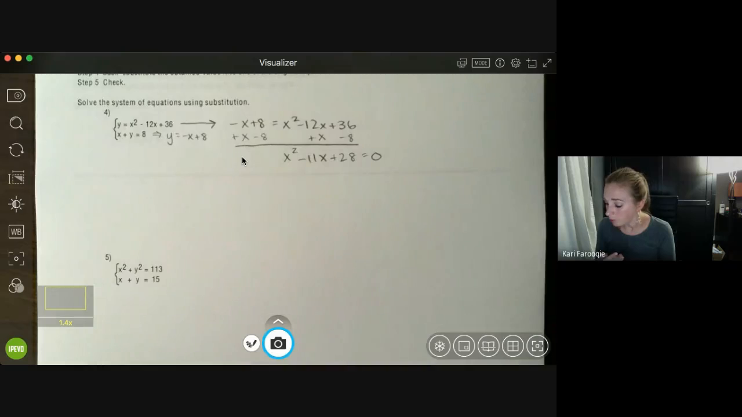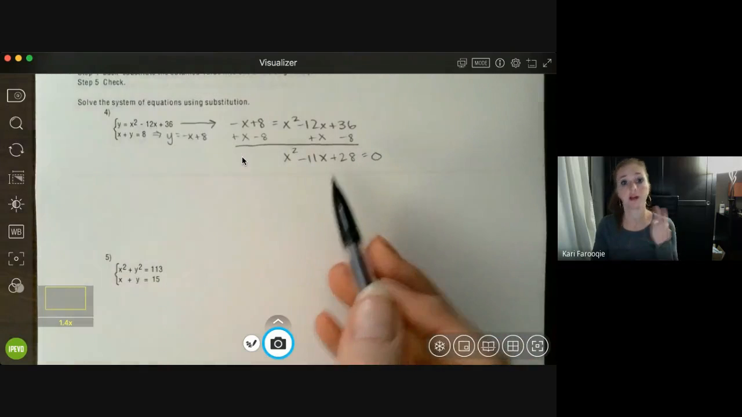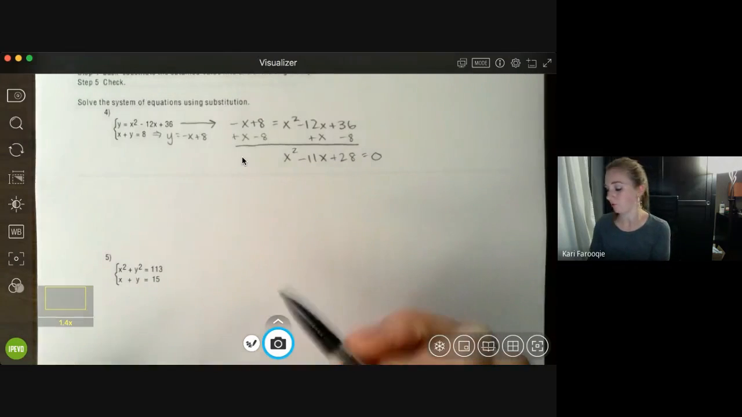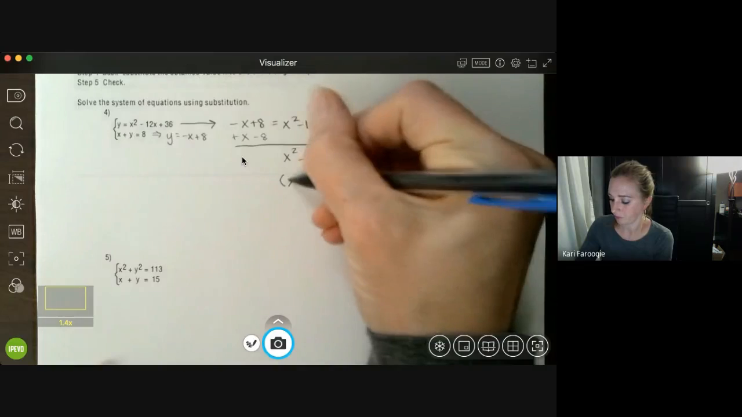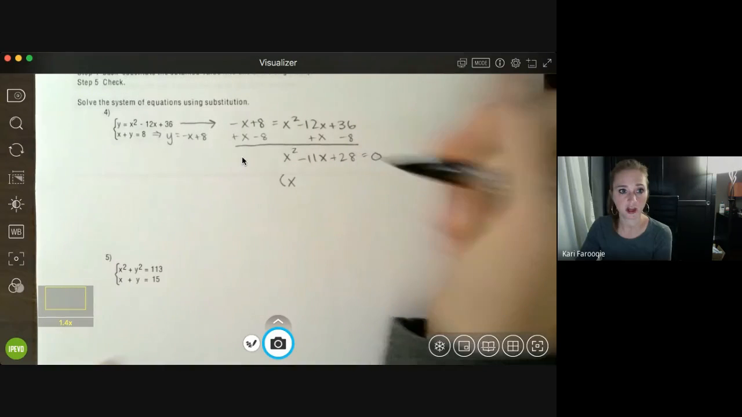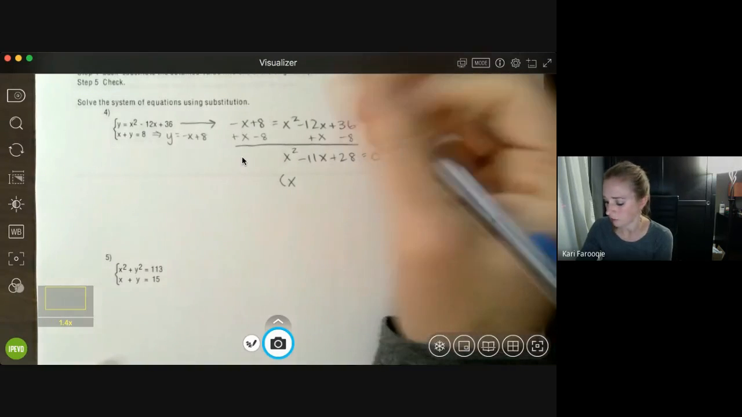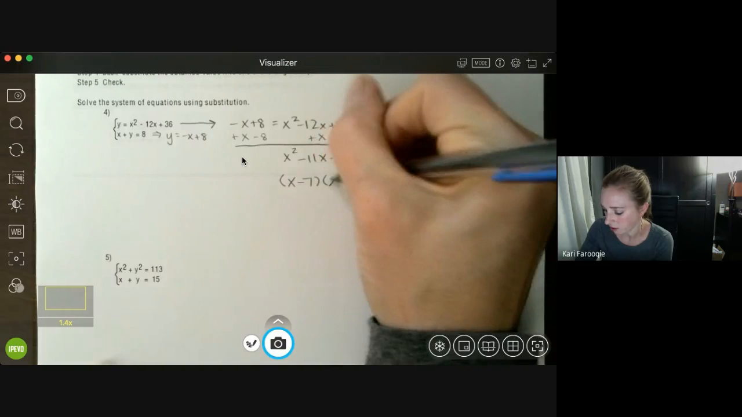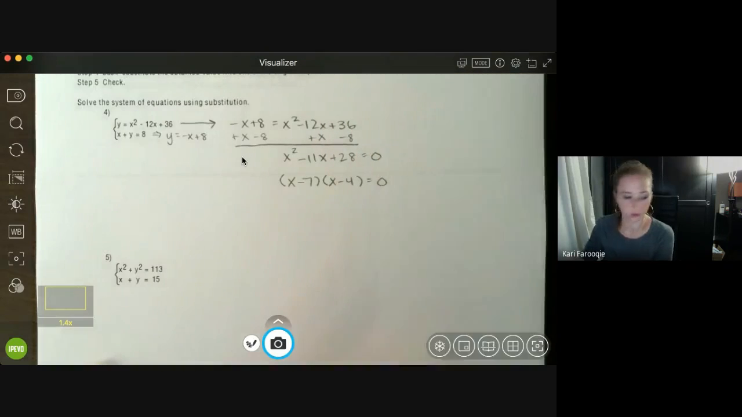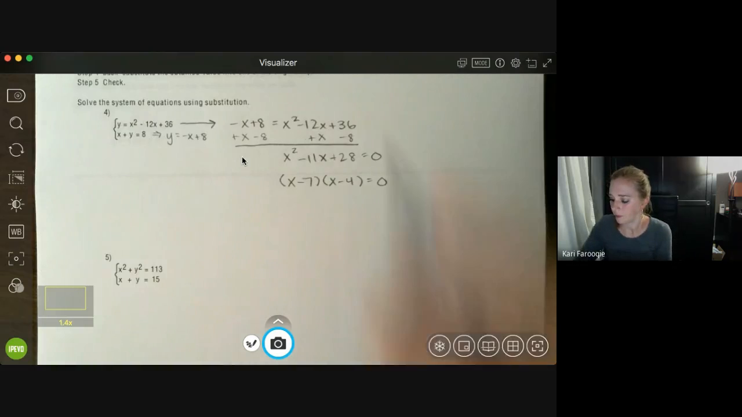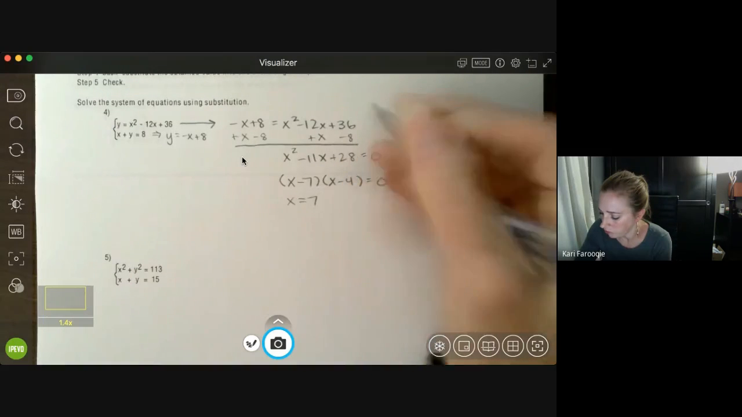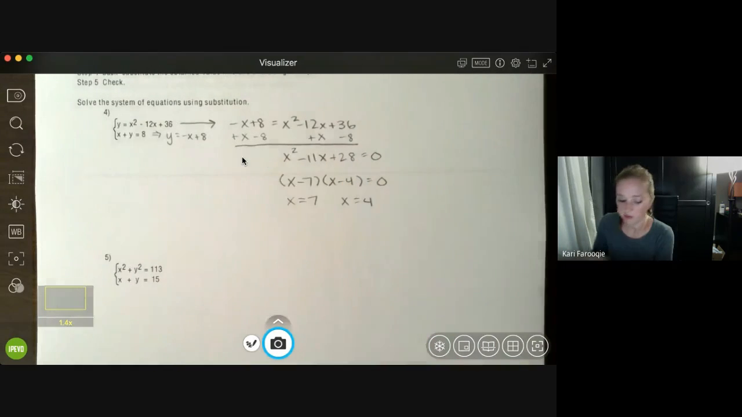And now, when we solve this equation, we're going to get two values for x. So we have the two numbers that multiply to positive 28 and add to negative 11 are negative 7 and negative 4. So we'll factor. And then we have two different values for x. Positive 7 and positive 4.